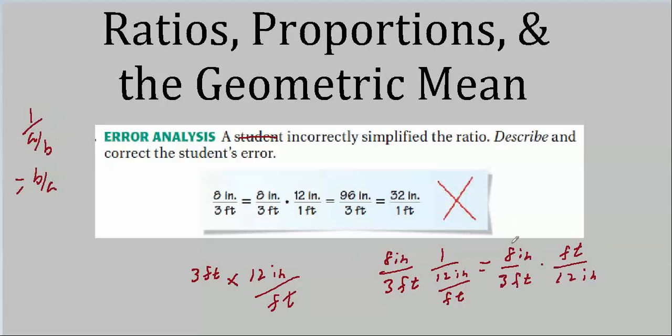Same thing down here. 1 over 12 inches per foot is the same as 1 foot per 12 inches. The other way you could spot this is that the ratio should end up without any dimensions. For instance, if you had 8 inches over 36 inches, you could cancel the inches. And that makes sense because ratios frequently don't have to have any units. The units, in a sense, drop out.